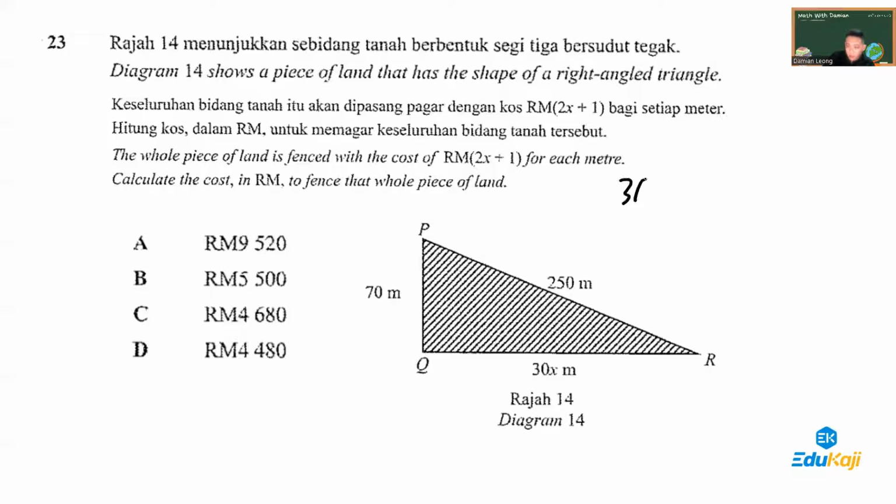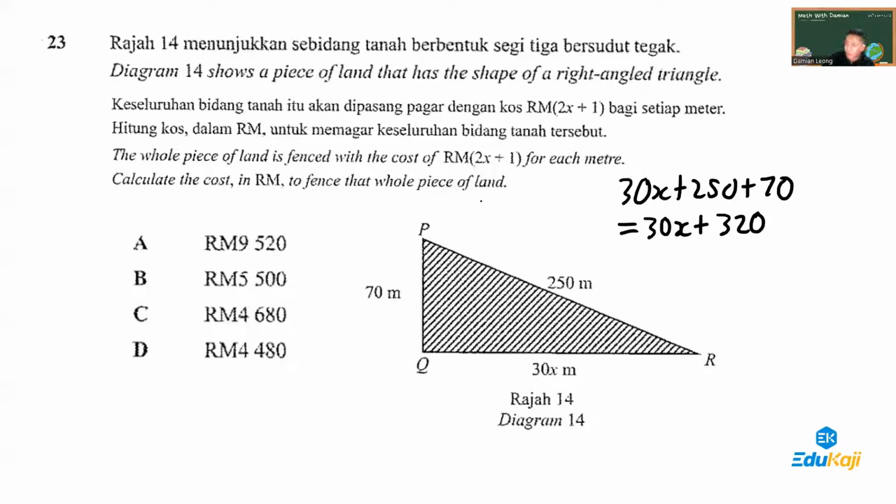So it's 30x plus 250 plus 70. 30x plus 320. Okay, I need to find what x is actually. Yeah, I need to find what x is.